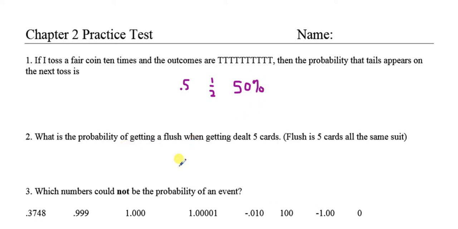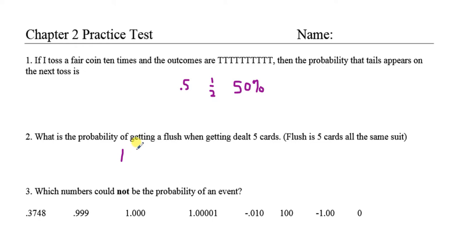What is the probability of getting a flush when getting dealt 5 cards? This one is a little tricky because there's a difference between 5 cards all the same suit and 5 cards all spades. The first card can be any card at all, so the probability on the first card is just 1 or 100%, because it doesn't matter if you flip diamonds, hearts, clubs, or spades. But whatever card you flip, the next card has to match the same suit.